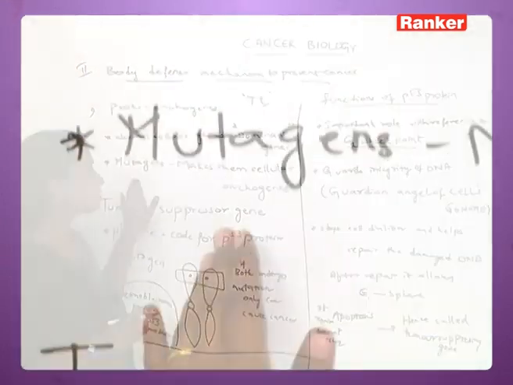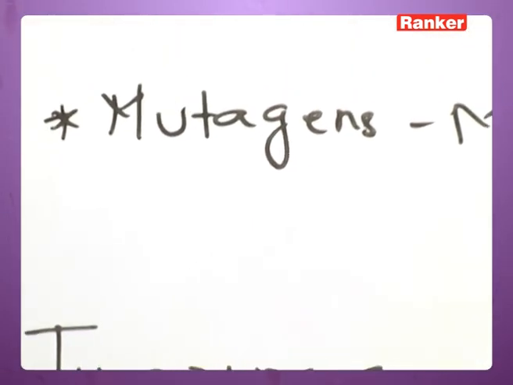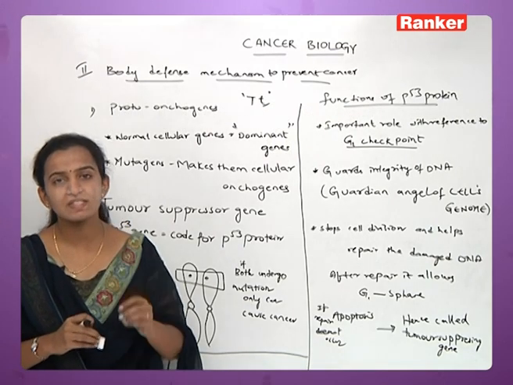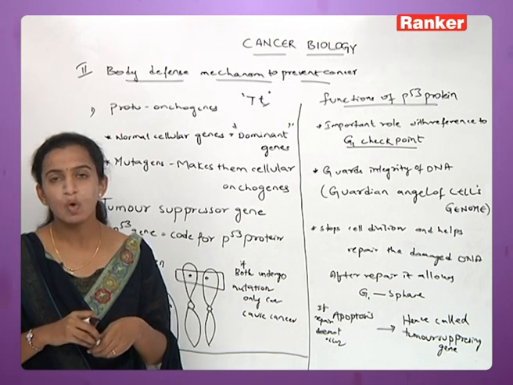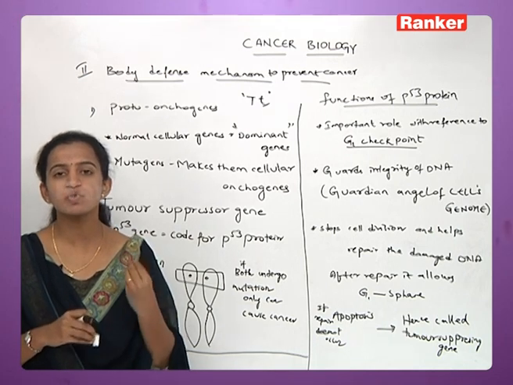Now the second character is mutation. Mutation means sudden change. You don't know when this sudden change will happen and why it happens. Even a healthy person can get cancer. Why? Because it's a mutation. What does this mutation mean?